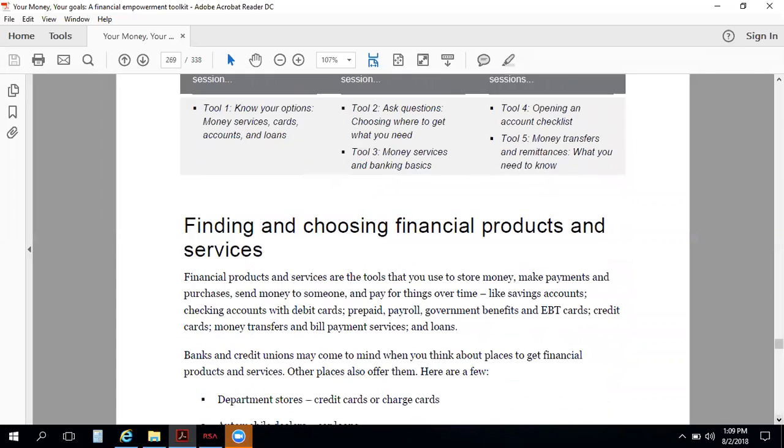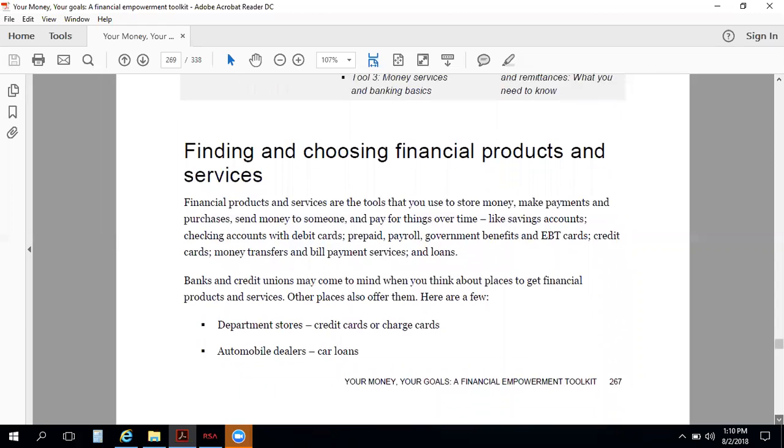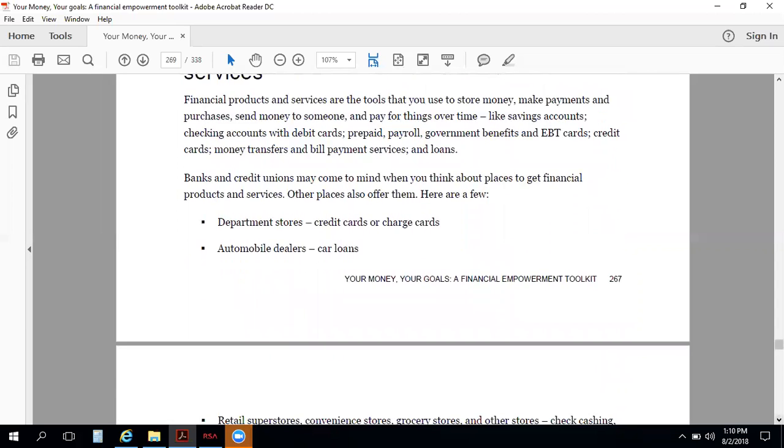The CFPB defines a financial product as anything that a client would use to store money, make payments and purchases, send money to somebody, and pay for things over time, like savings accounts, checking accounts with debit cards, prepaid cards, payroll cards, government benefits and EBT cards, credit cards, money transfers, bill payment services, and loans. Basically, a financial product is anything a client uses to save money and or pay their expenses. And they give you some examples of what would constitute a financial product.